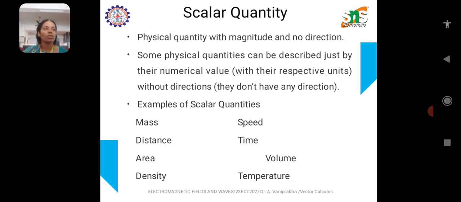And area, the surface area of the house is so much meter square. And the volume, the amount of milk that we buy is in terms of volume. And density, the thickness of any element or a material. The density of gold is so and so. And temperature, the body temperature of a healthy human is 37 degrees C. Likewise, these are some scalar quantities which are not dependent on the direction.